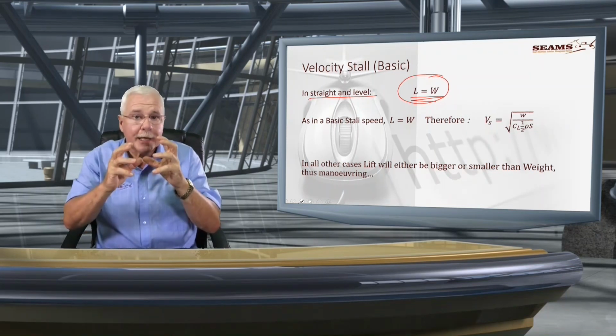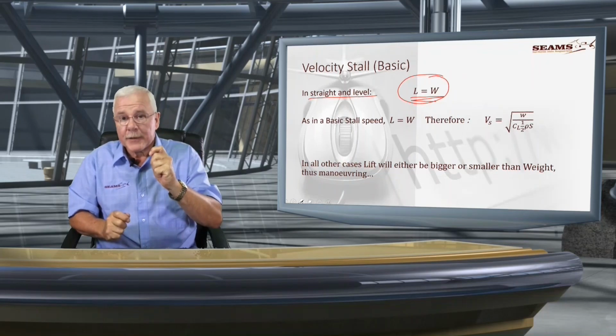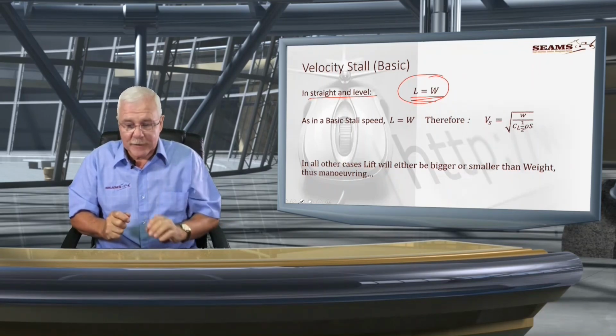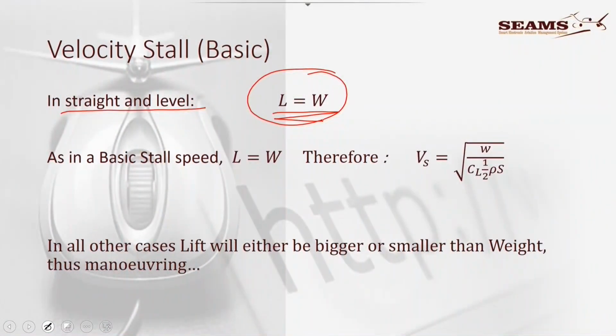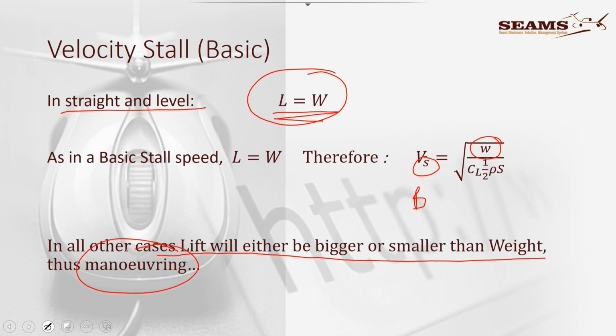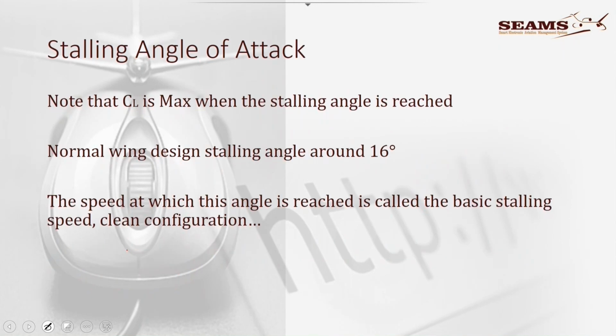For now, we're looking at a formula where the weight is a constant. In other words, what we've got here is now a constant. And the moment we put that, we can say it's Vs, and in some cases we talk about Vb, the basic stalling speed. All right, but we're over that one. In all other cases, lift will either be bigger or smaller than weight. And this will be called maneuvering. And that's then going to be maneuver stalling speed.